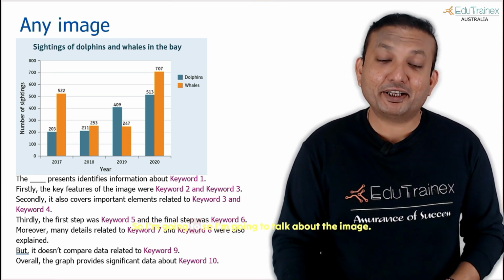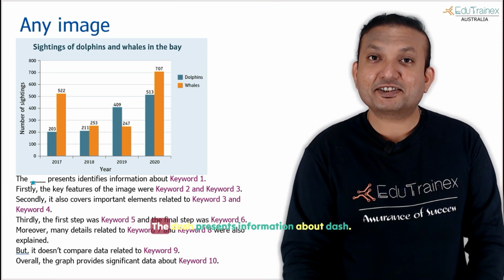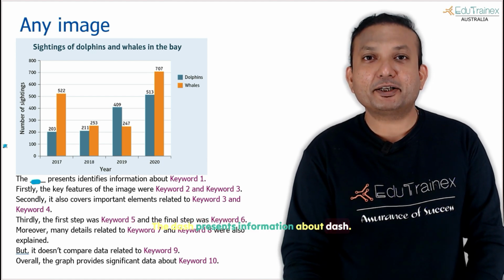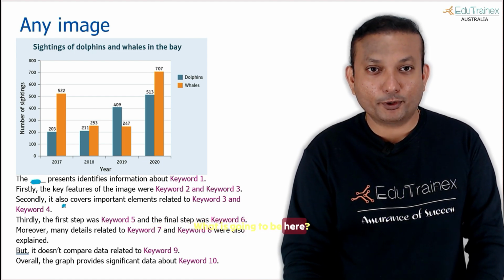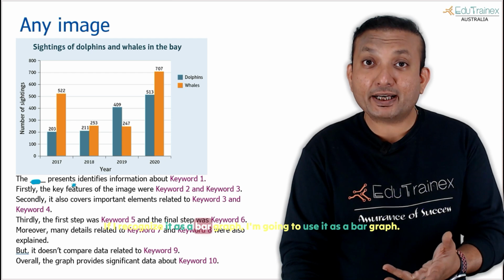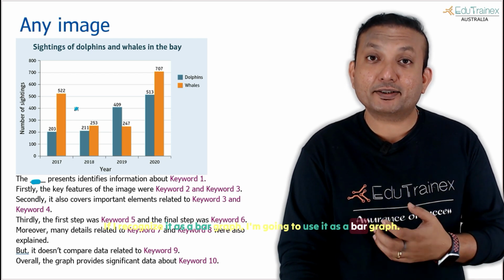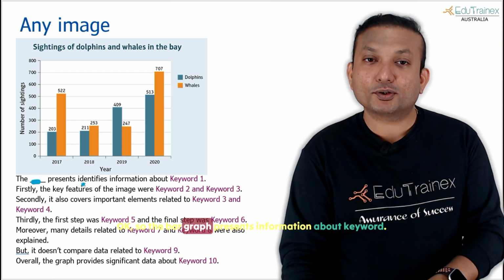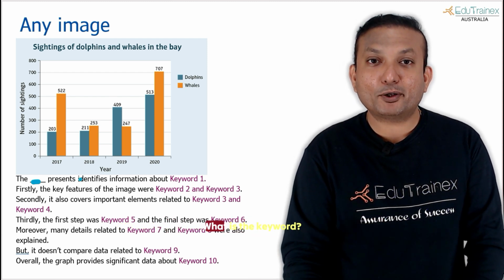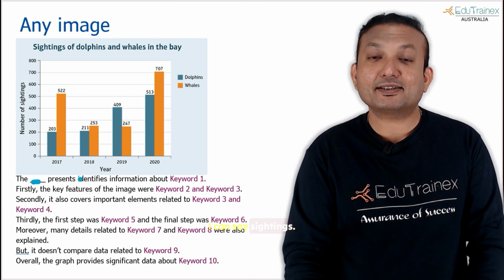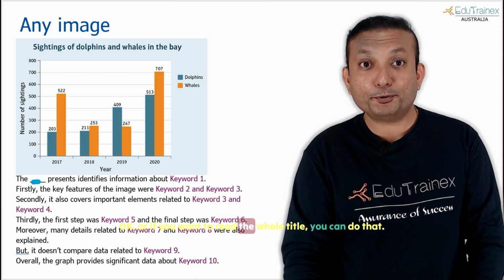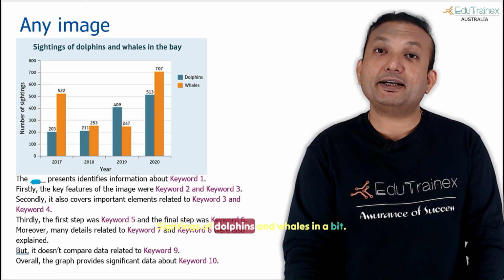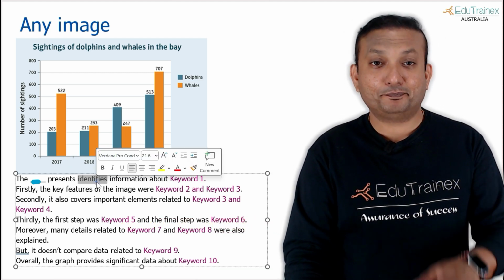So I'm going to talk about the image. What is the first sentence? The dash presents information about dash. What is going to be here? If I recognize it as a bar graph, I'm going to use it as a bar graph. If I don't recognize, I'll just say graph. Okay. So the bar graph presents information about keyword. What is the keyword? I can say sightings. Okay. Or if you want to read the whole title, you can do that. Sightings of dolphins and whales in a bay.